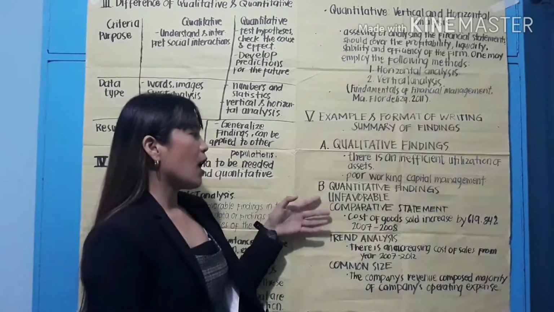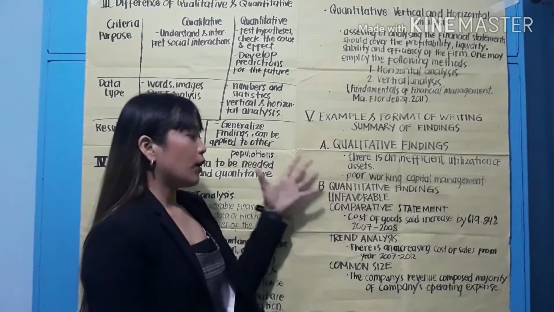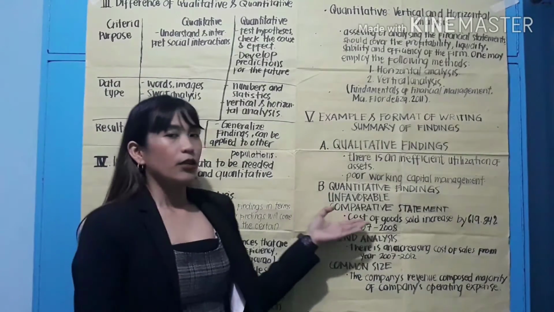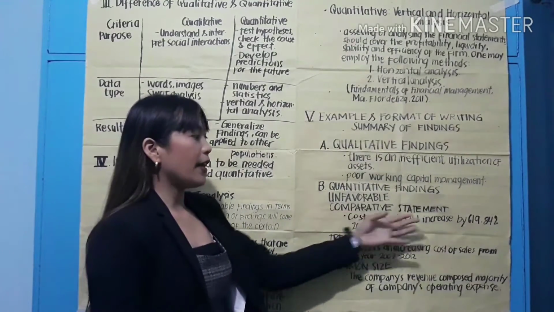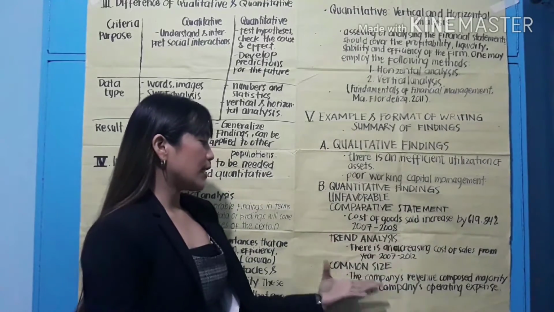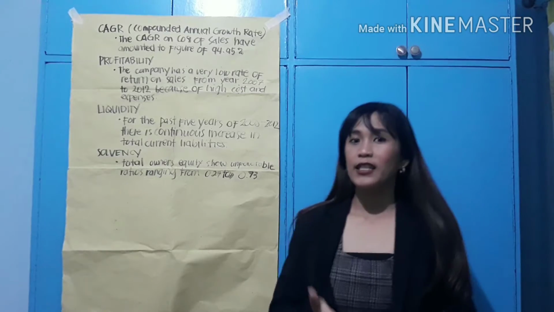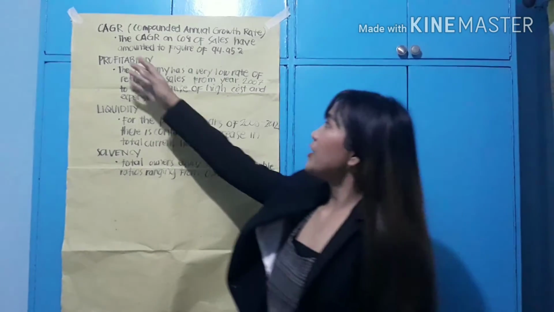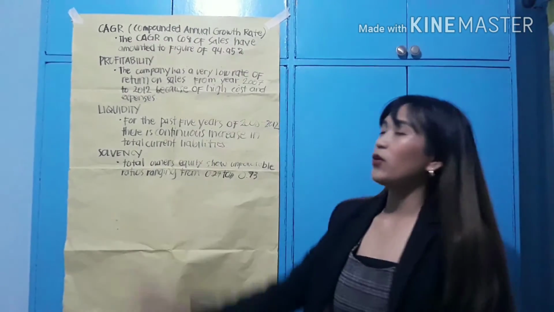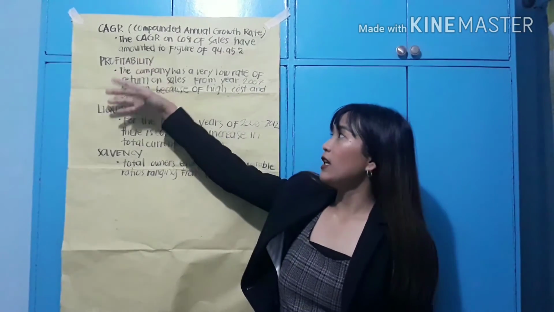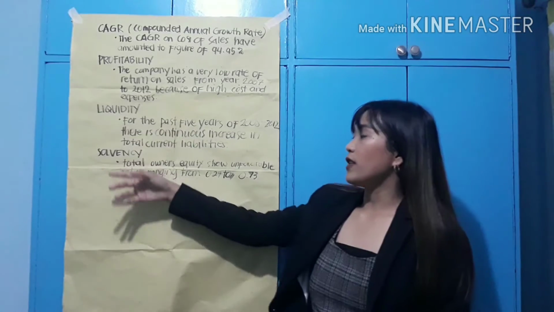Under this are unfavorable. The focus of my report is all unfavorable result. The first format is comparative statement, trend analysis, and common size. After the common size, next is the CAGR, which is the compounded annual growth rate. Next is the profitability, liquidity, and solvency.